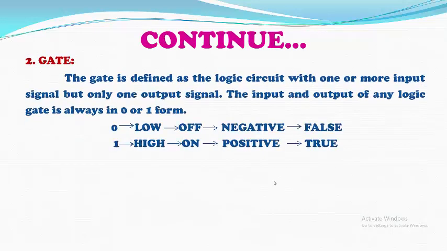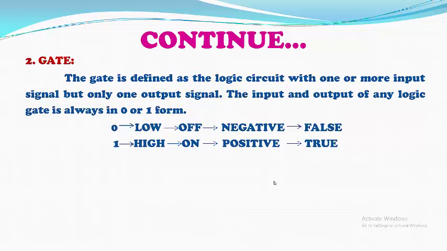Now we will see second definition, that is gate. The gate is defined as the logic circuit with one or more input signal but only one output signal, and the input and output of any logic gate is always in 0 or 1 form. Means for any logic gate we have to provide input and output in binary format, and the binary format consists of only 0 and 1 values.